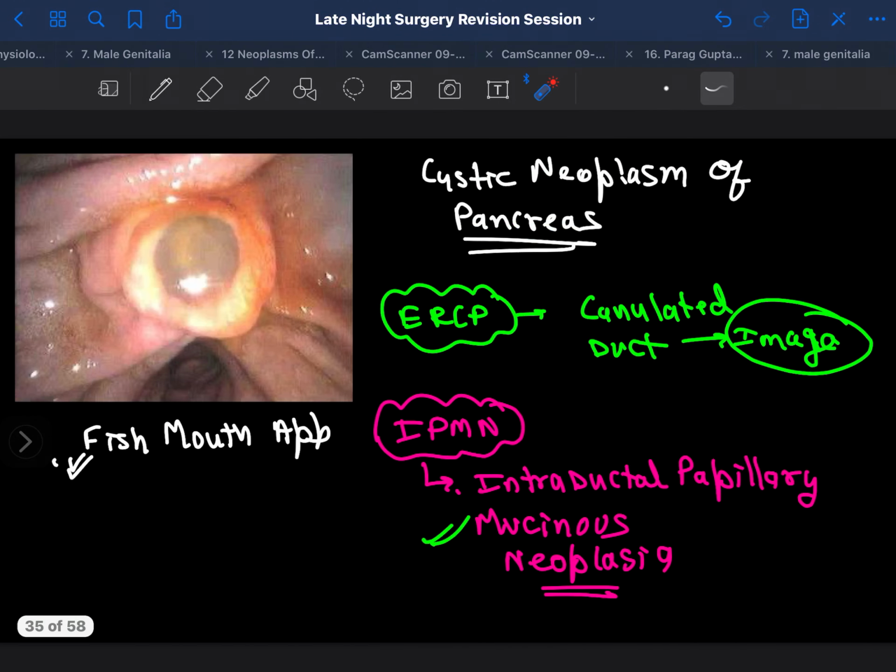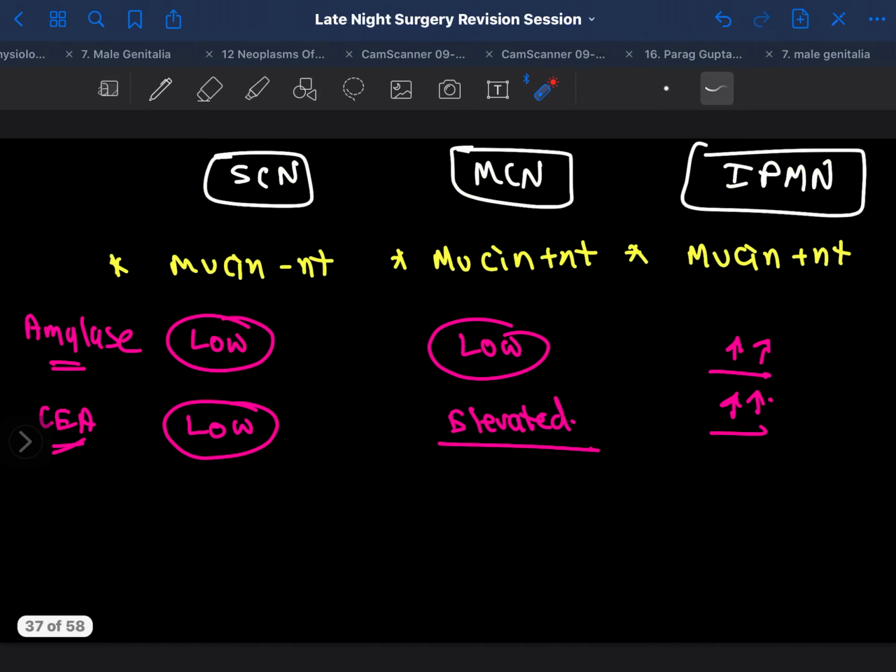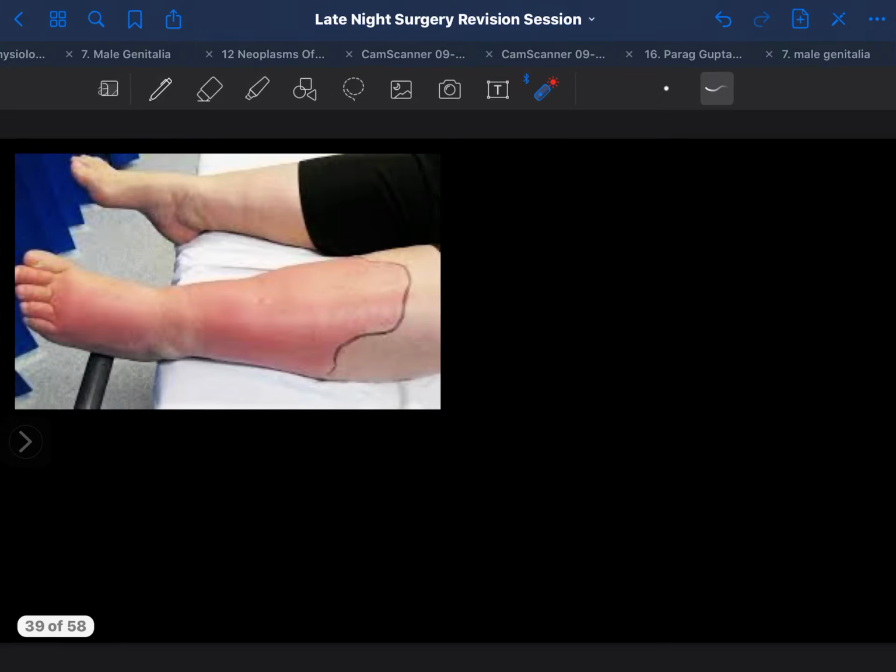Now, in the IPMN, what do you get? You get this characteristic fish mouth appearance. So it looks like a fish mouth, right? What is this? This is all the mucus which is coming out from the pancreatic duct. As you cannulate it, the mucus which is coming out is what is called a fish mouth appearance. This gives a fish mouth appearance, which is characteristically present in your IPMN.